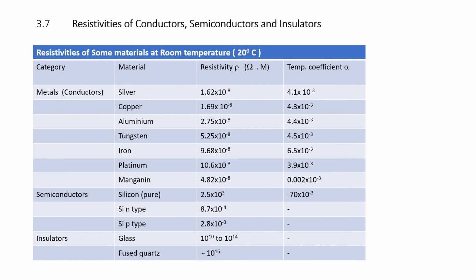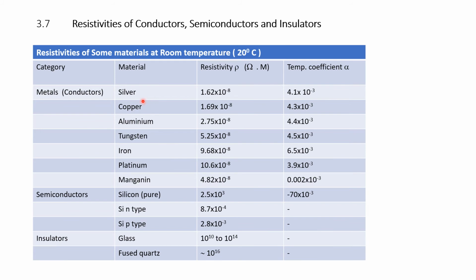Now we will go into the details of resistivities and temperature coefficient of certain materials, which are broadly categorized as conductors, semiconductors and insulators. So the properties which we are comparing are resistivity and temperature coefficient. Metals, semiconductors and insulators. Metals are good conductors of electricity. Some of the examples of metals are silver, copper, aluminum, tungsten, iron, platinum and manganese.